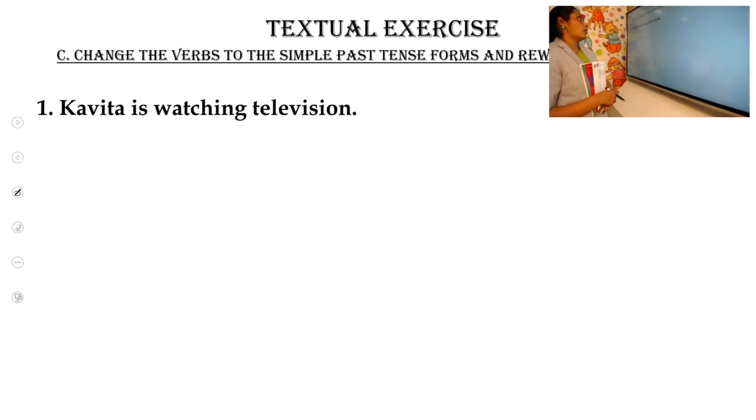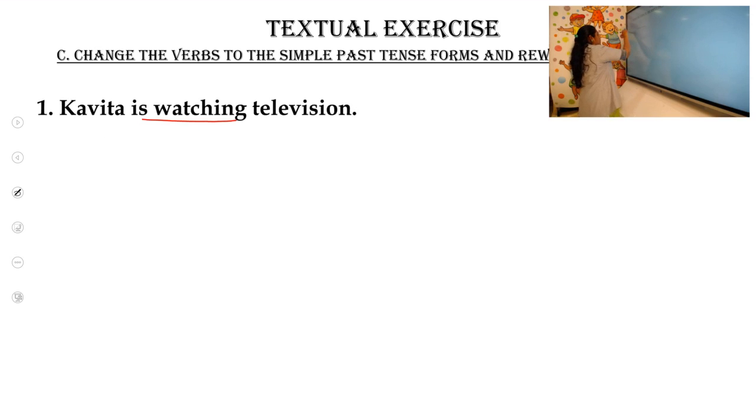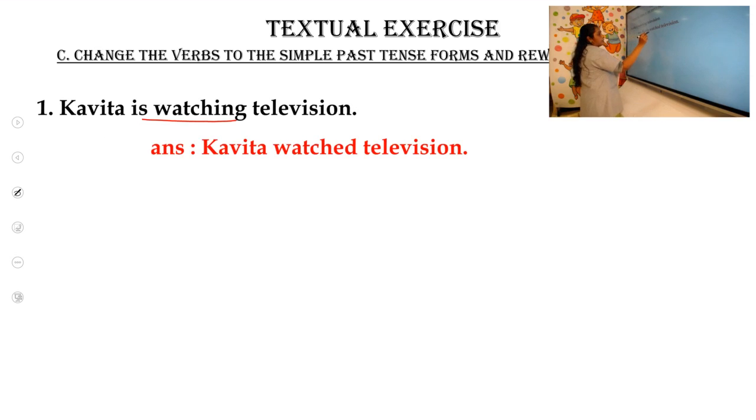First one, Kavita is watching television. Here we have to change the verb into past tense. The verb is watching. What is the past tense of watch? The past tense of watch is watched. So the answer is Kavita watched television.